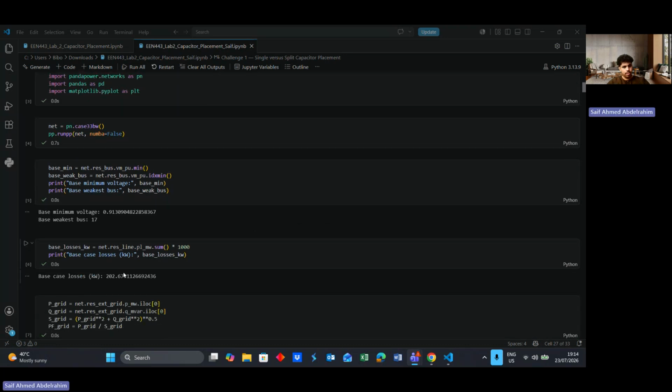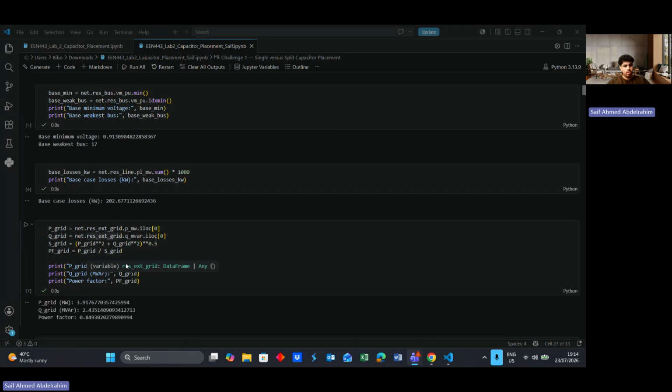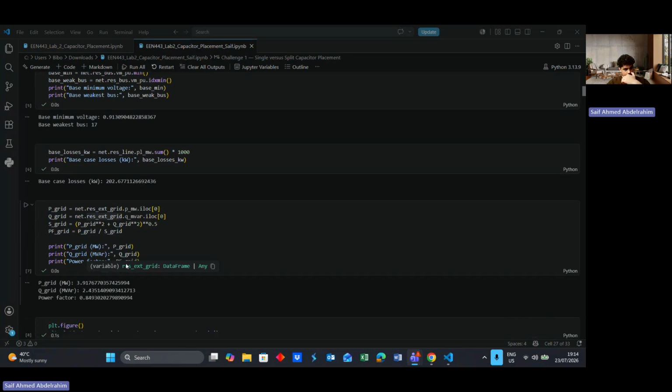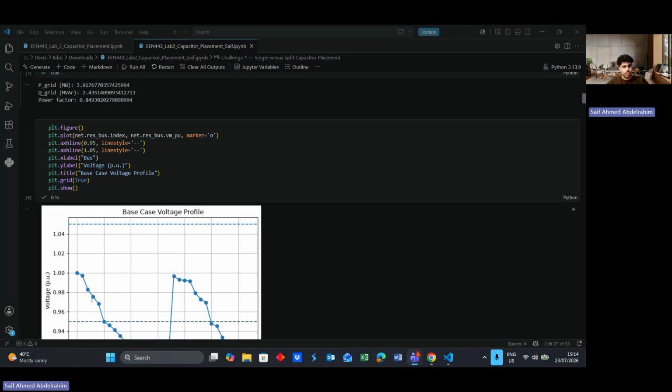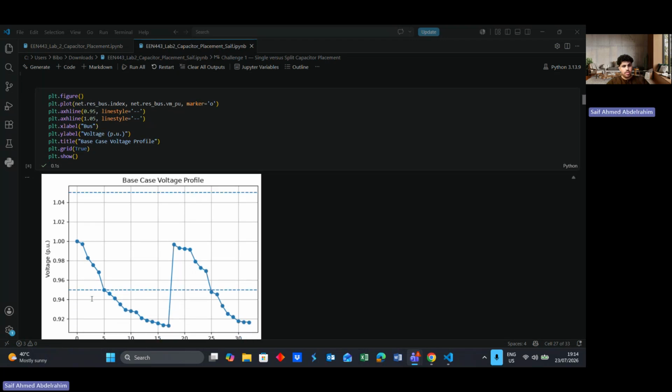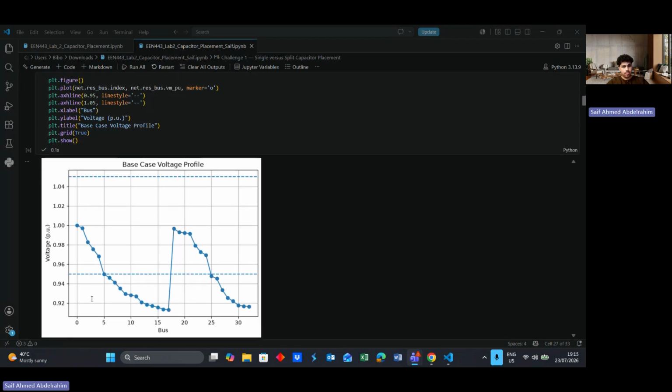The total feeder real power losses were approximately 202.67 kilowatts, and the substation supplied approximately 2.4435 MVAR of reactive power, and the substation power factor was 0.849. So the base case voltage profile confirms that several buses operate below the 0.95 per unit limit. Therefore, the feeder requires reactive power and voltage support.